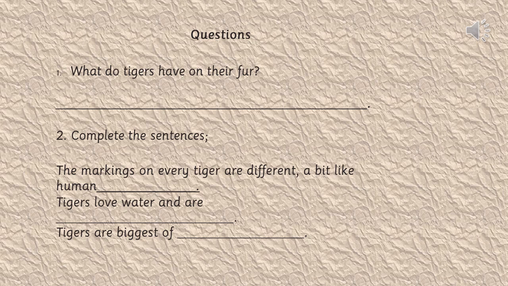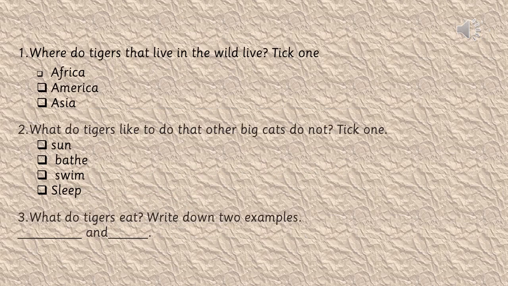The markings on every tiger are different, a bit like human dash. Tigers love water and are dash. Tigers are biggest of dash. Now this is not a one word answer, but you have to complete the sentence from the story. So you have to go back to the story and finish the exercise. Let's move on to the next question.